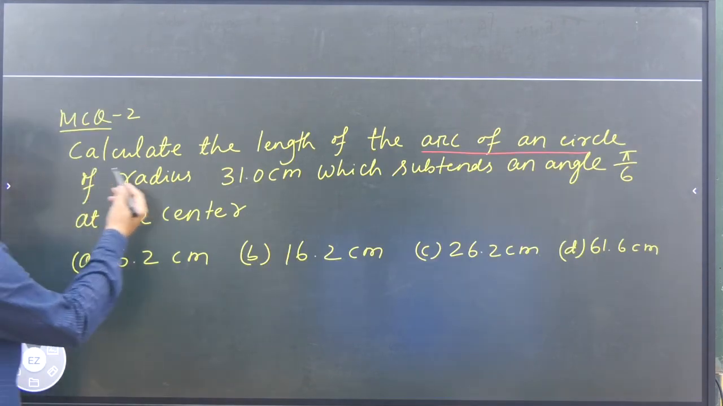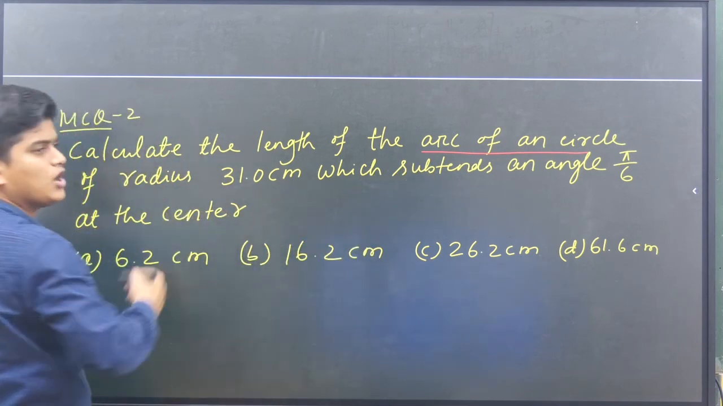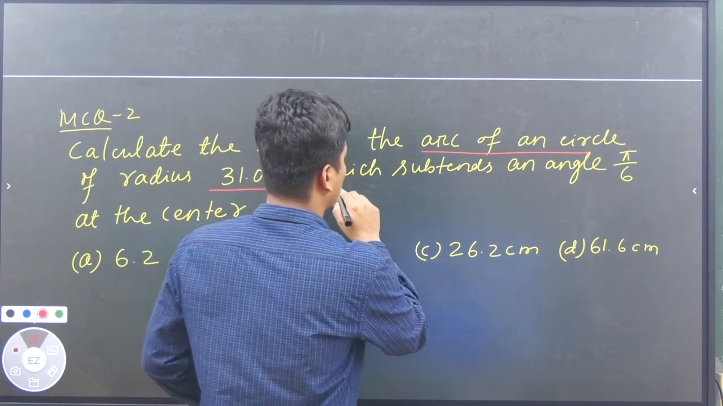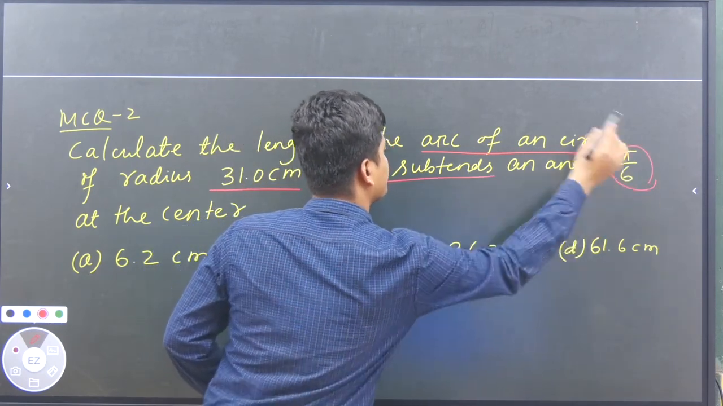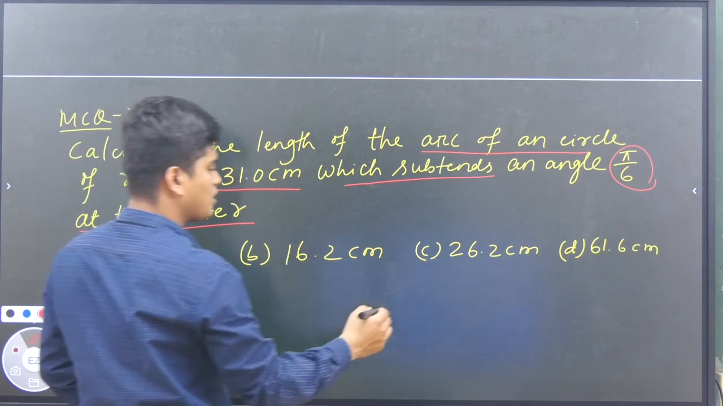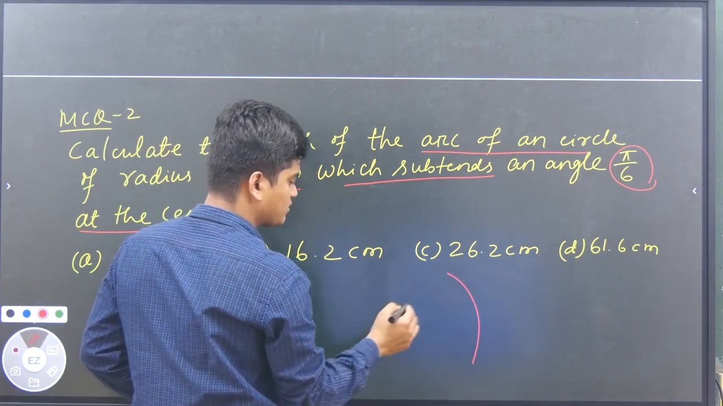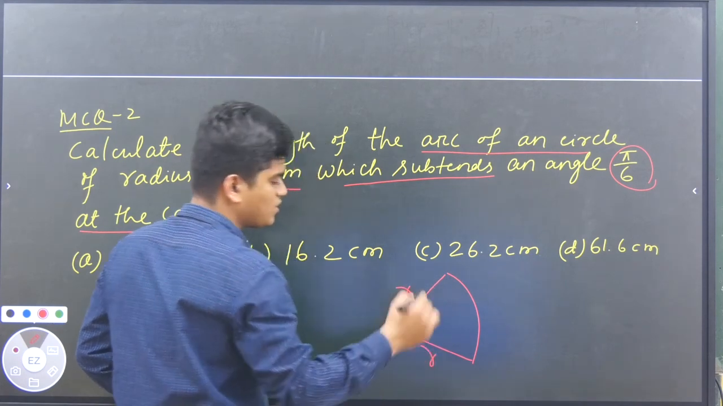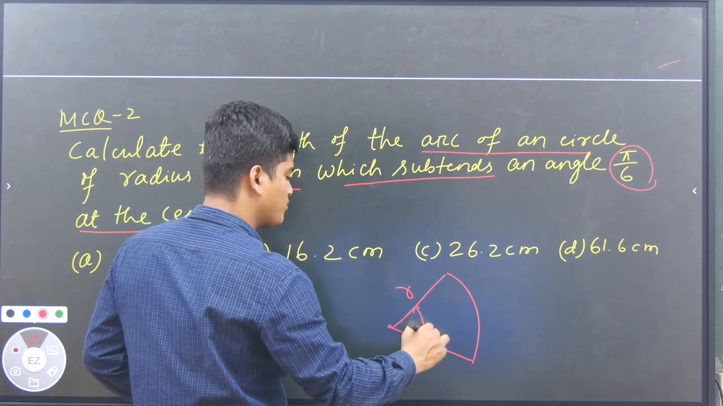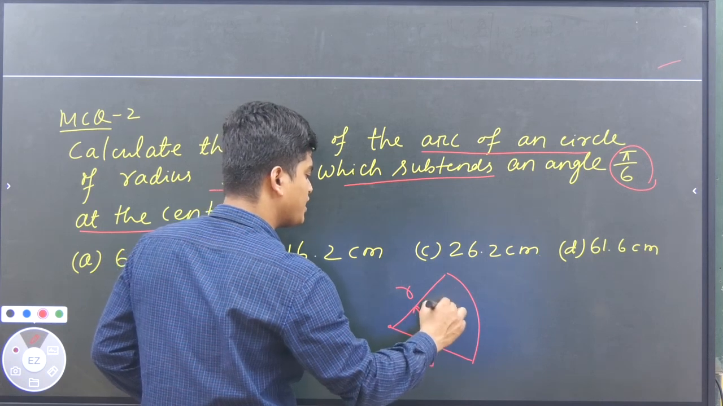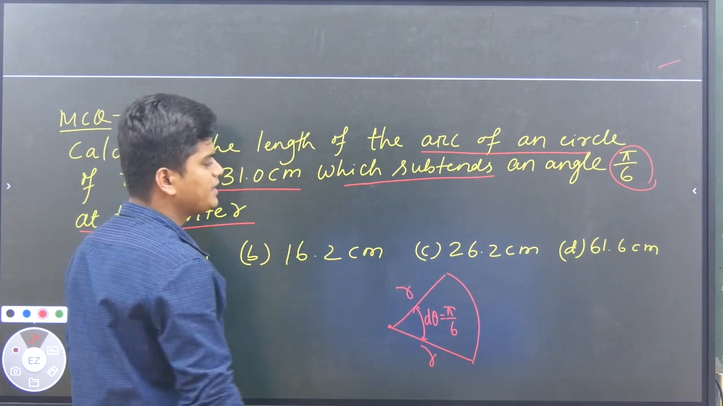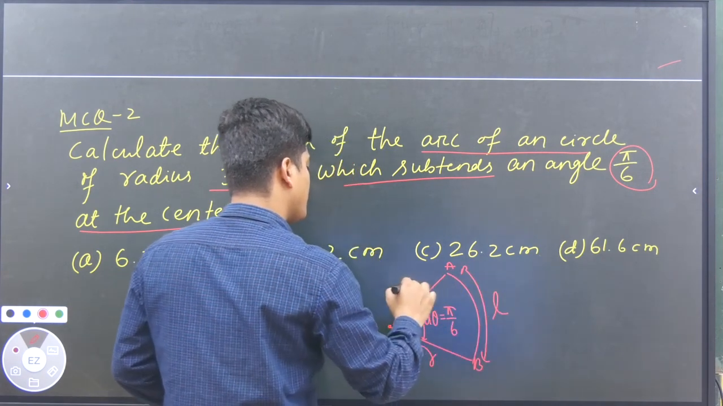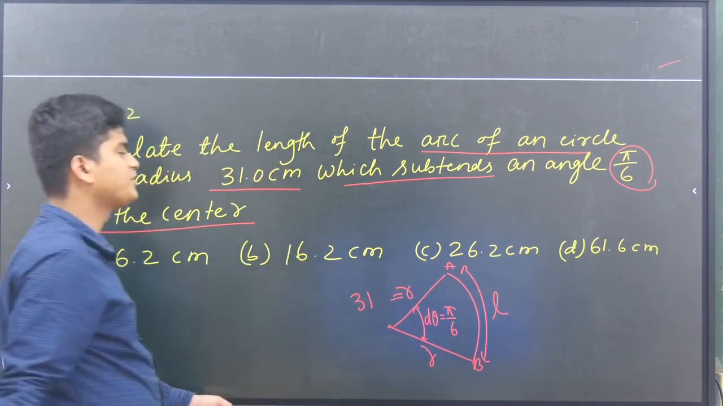Here question number 2 is telling, calculate the length of arc of a circle of radius 31 centimeter, which subtends an angle pi by 6 at the center. Now see here, one arc is there and this is the center of this arc, and from here to here this is nothing but radius r, and here this angle is given. Suppose take d theta, that is basically pi by 6. And here this length, suppose take AB, you call this L, and R is nothing but 31 centimeter.